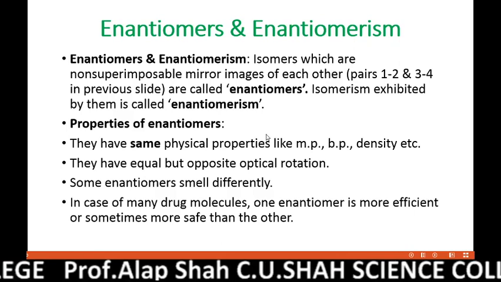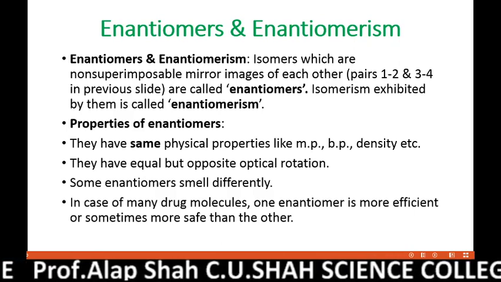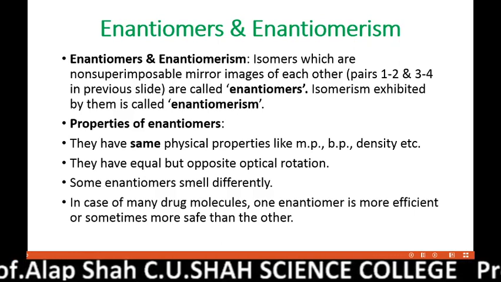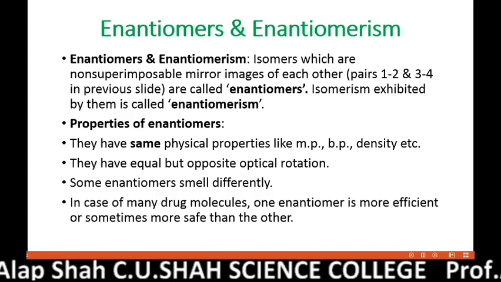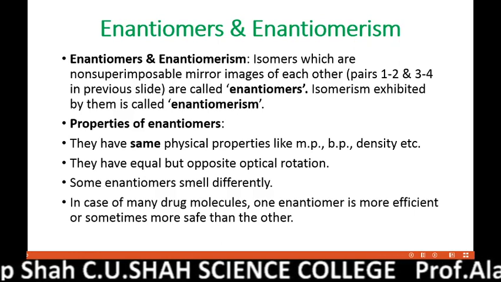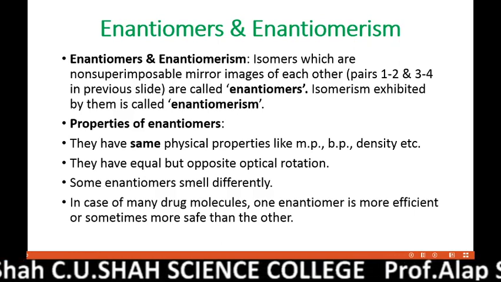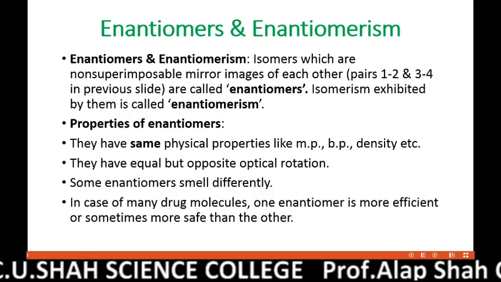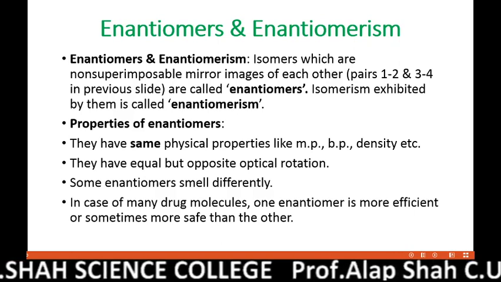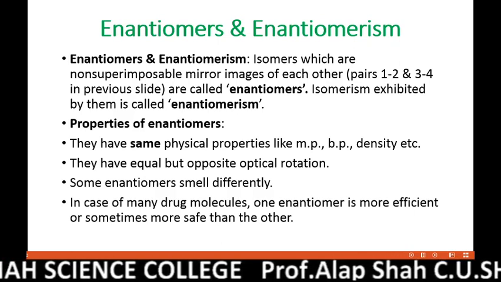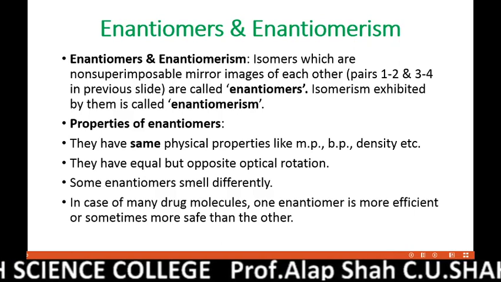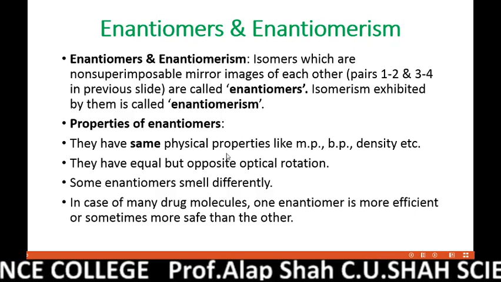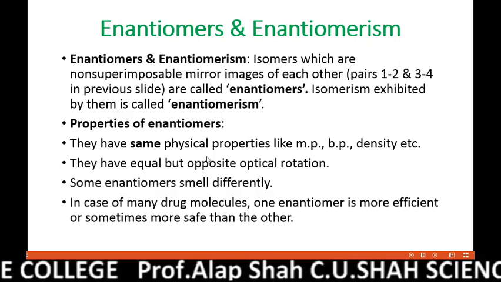Some of the properties of enantiomers are that they have the same physical properties like melting point, boiling point, density, refractive index, etc. They have equal but opposite optical rotation. Some enantiomers smell differently, one isomer having a different smell than the other. And in the case of many drug molecules, one enantiomer is found many times more efficient than its counterpart, and sometimes one is safer than the other. So these are a few properties of enantiomers.